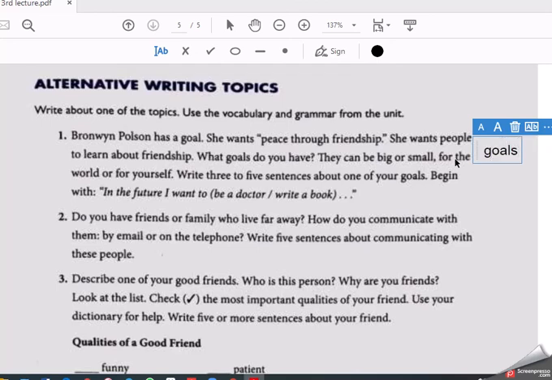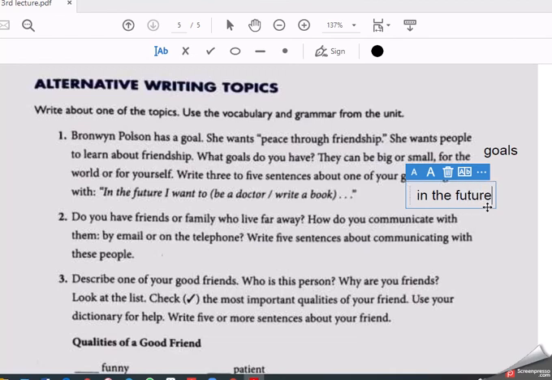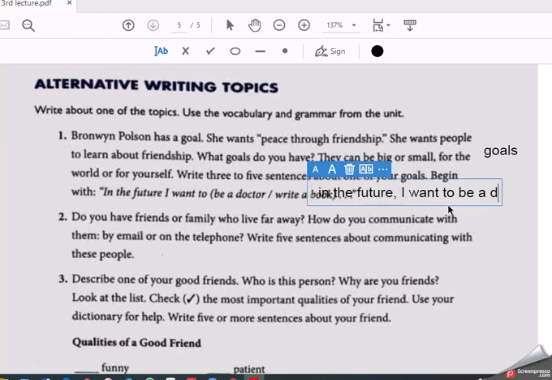Here, what are your goals? شلون نبدي الباراجراف؟ نبدي: In the future, I want to be a doctor. I want to be what? I want to be a doctor. Then dot, then I complete. This is the first paragraph.